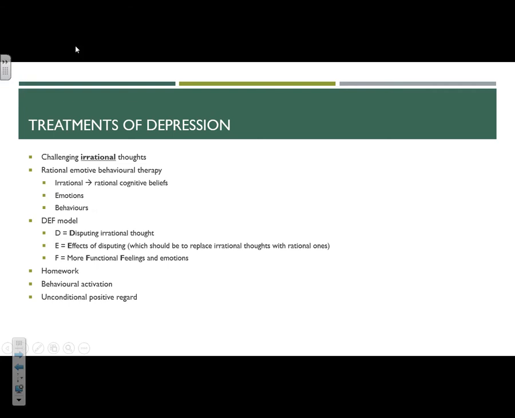Unconditional positive regard. Unconditional, without condition, without criteria. Positive regard, love. So love without condition. So the opposite of that, conditional positive regard, is I'll only love you if you get good grades. I'll only love you if you're not gay. I'll only love you if you hold this religious belief. I'll only love you if you always make sure my dinner's on the table when I get home. Unconditional positive regard: no matter what you do, I will still love you.